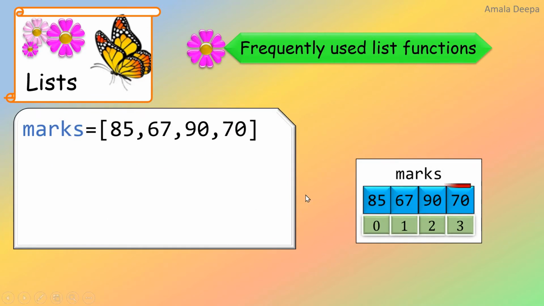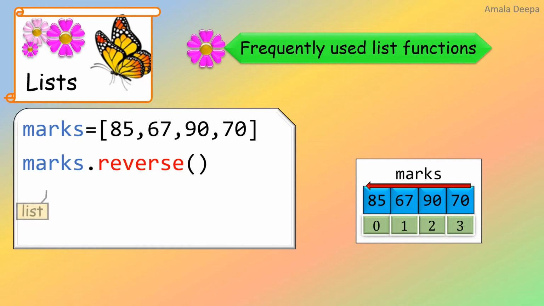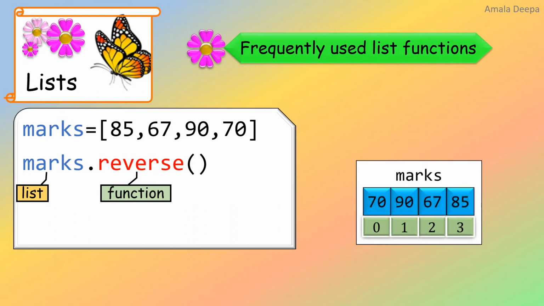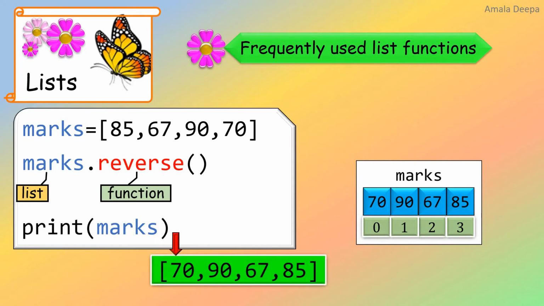In order to reverse the elements in a list, you can use the reverse function. marks.reverse(). Marks is the name of the list object, reverse is the function. So after applying this function, you look at the array. The elements have been reversed. Now when I print marks, I get the output as 70, 90, 67, 85. You can see that the elements have been reversed.